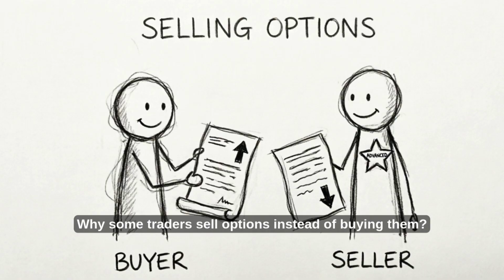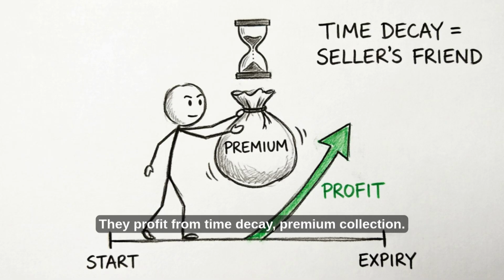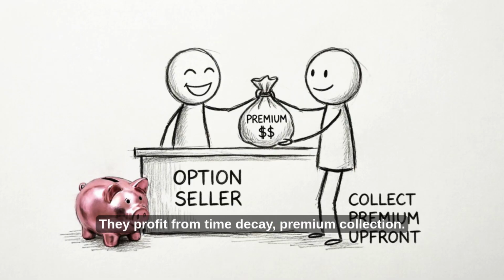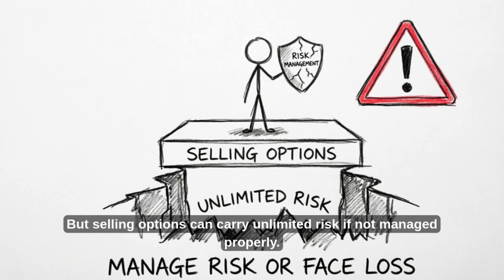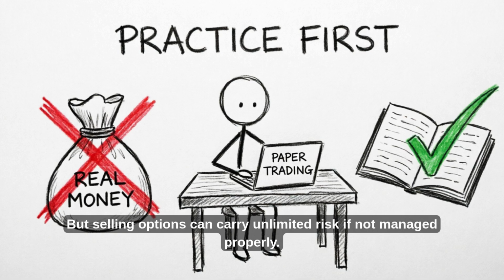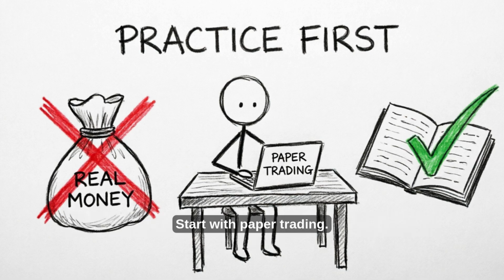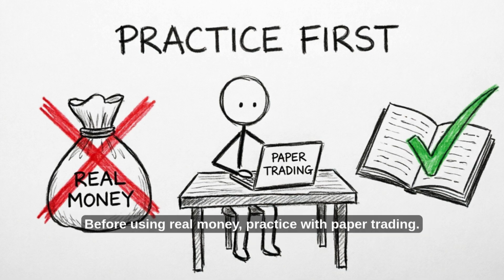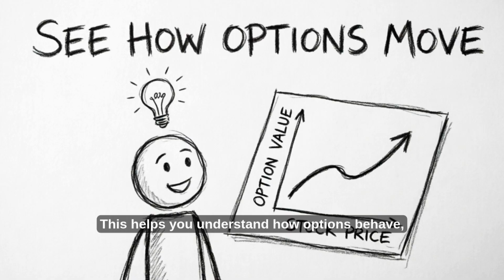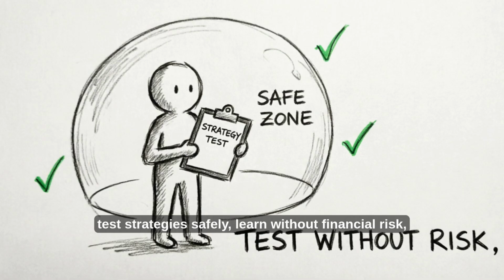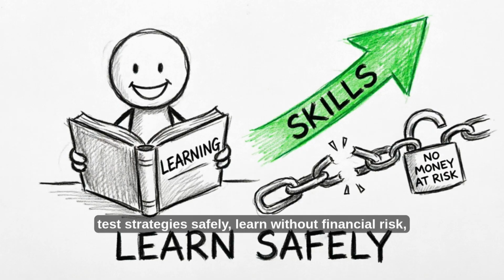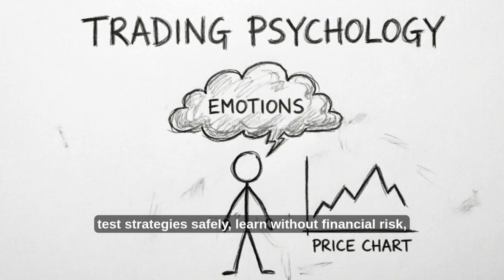Why do some traders sell options instead of buying them? They profit from time decay, premium collection. But selling options can carry unlimited risk if not managed properly. Start with paper trading. Before using real money, practice with paper trading. This helps you understand how options behave, test strategies safely, and learn without financial risk.